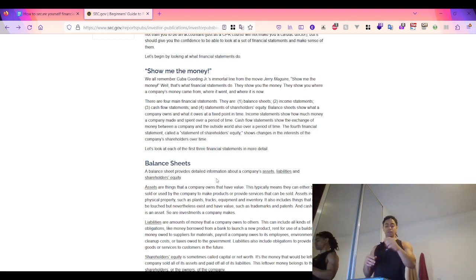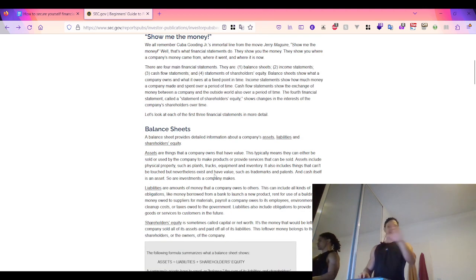And we have balance sheets. It shows what a company owns and what it owes at a fixed point in time. Income statement, how much money a company made and spent over a period of time. Cash flow, the exchange of money between the company and the outside world, as well as the statement of shareholders' equity, which shows the change in interest over time.